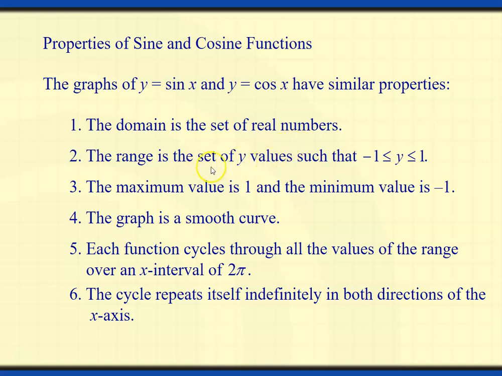The range is the set of y values from -1 to +1, so y is greater than or equal to -1 and less than or equal to +1. The maximum value is 1, the minimum value is -1. The graph is a smooth curve. The function cycles through the values of the range over an x interval of 2 pi, and then the cycle just repeats itself.